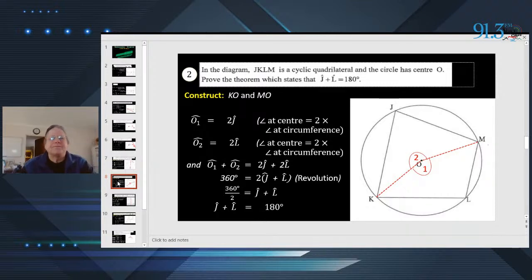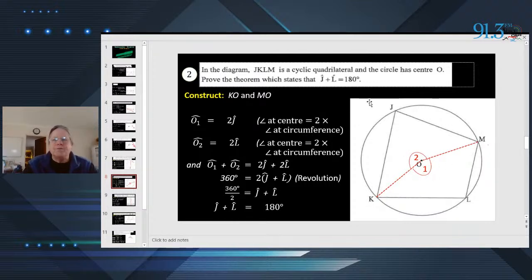Now the next one is in a diagram JKLM, which is a cyclic quad, and the circle center O. Prove the theorem that angle J plus angle L is 180. Now, the sum of the angles in a quadrilateral is 360. So if we prove that 2 opposite ones are 180, the other 2 have to be 180 as well. So we only need to prove it one way.